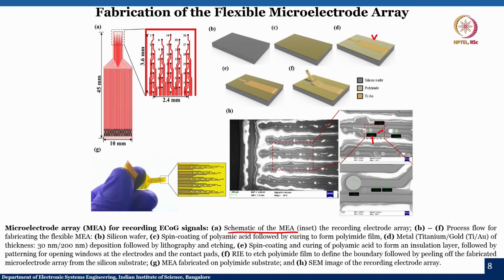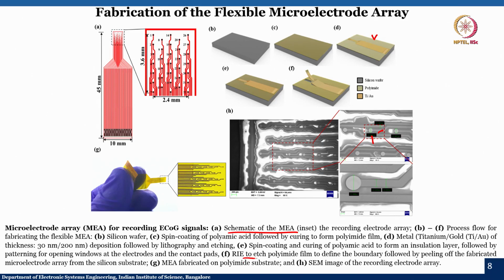From the silicon wafer, there is spin coating of the PI followed by curing, metal deposition followed by lithography and etching, spin coating and curing of PI to form the insulating layer, followed by opening windows at the electrodes and contact pads, right. At the electrodes, these dotted points, we have to open the windows. A window is so that we can remove the PI from that, because PI is an insulator, it will not make contact with the brain. The TiAu is a conductive material that has to be in contact with the brain.